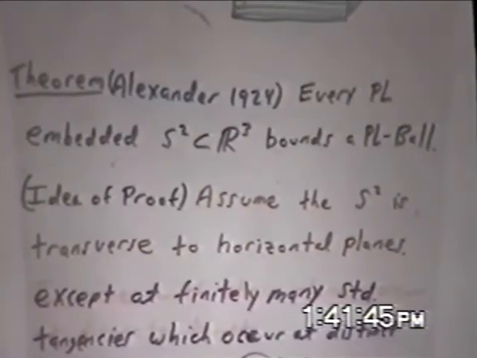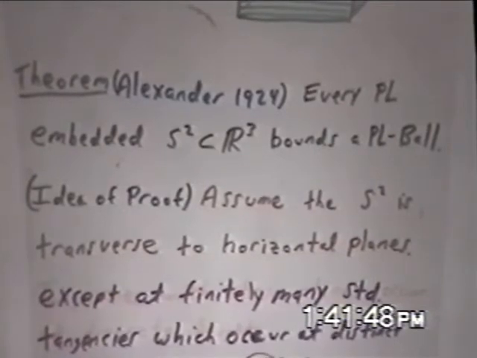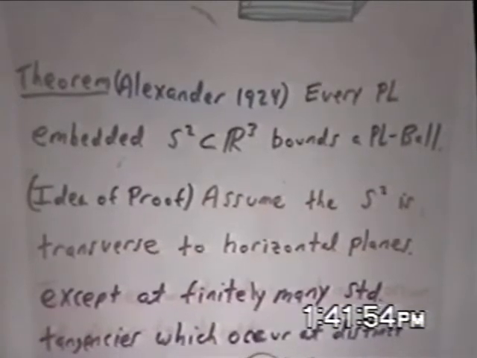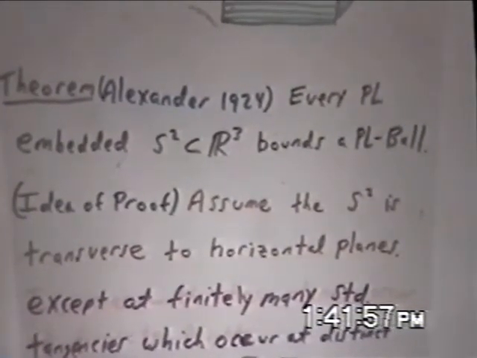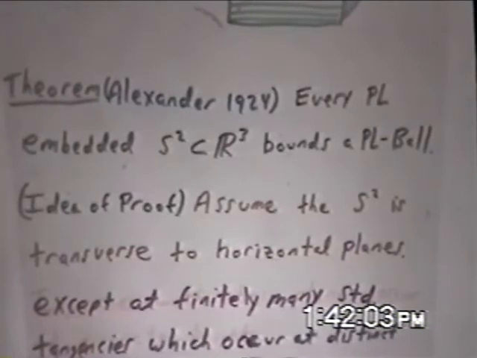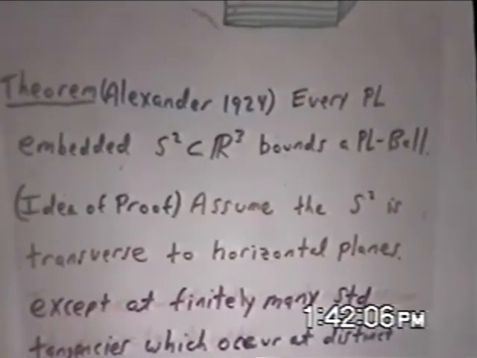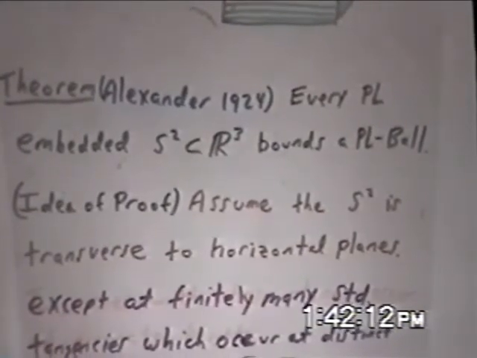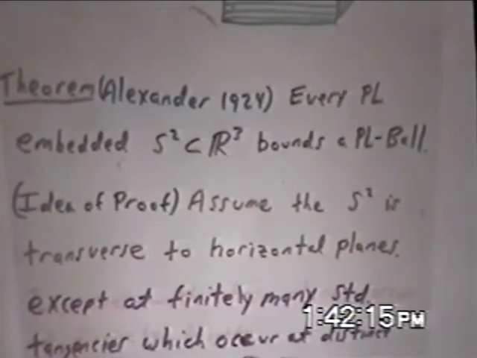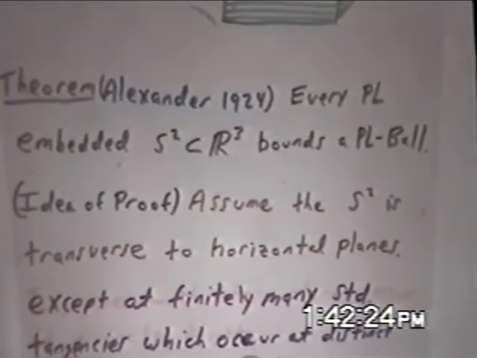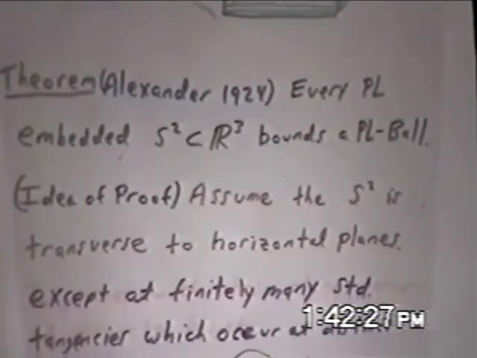As far as I'm concerned, the first real theorem in the subject of foliations on 3-manifolds is this theorem of Alexander in 1924: if you take a 2-sphere embedded, say piecewise linearly, in R3, then that 2-sphere bounds a piecewise linear ball. That doesn't sound like a foliations theorem, but to me it is, because it uses foliations in an essential way to understand how this S2 lives.